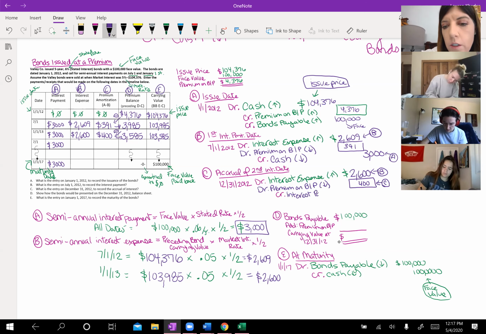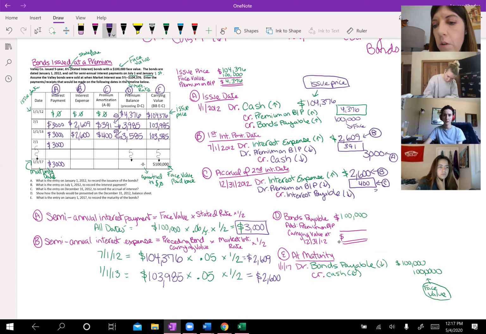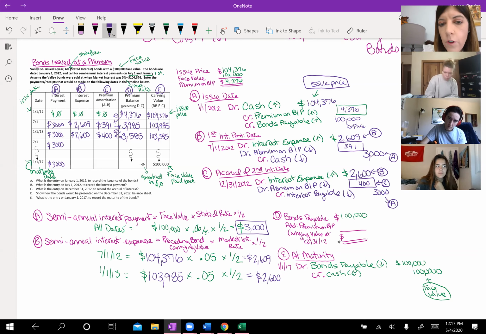So just remind yourself of this. You're never going to pay interest early, right? You want to keep the cash for as long as you can. So you always pay it on the set dates. So at 12/31, we're not going to pay it. We're actually just going to accrue it and have a payable, an amount owed. So that comes from column A. And that's the only difference when we're talking about accruals.